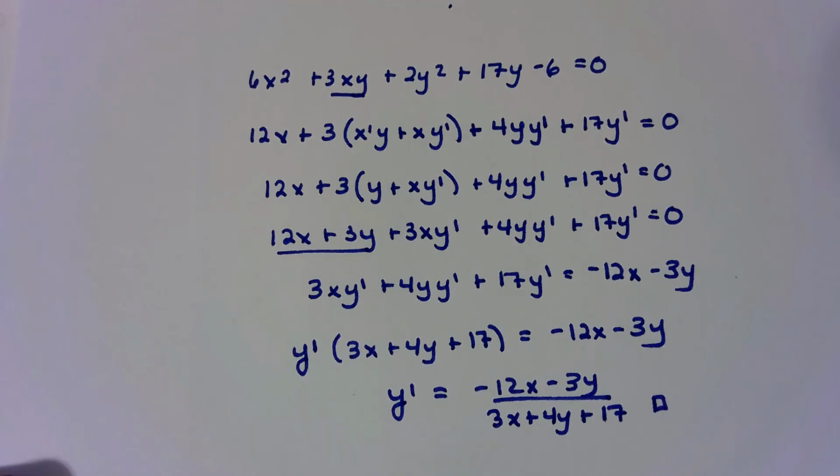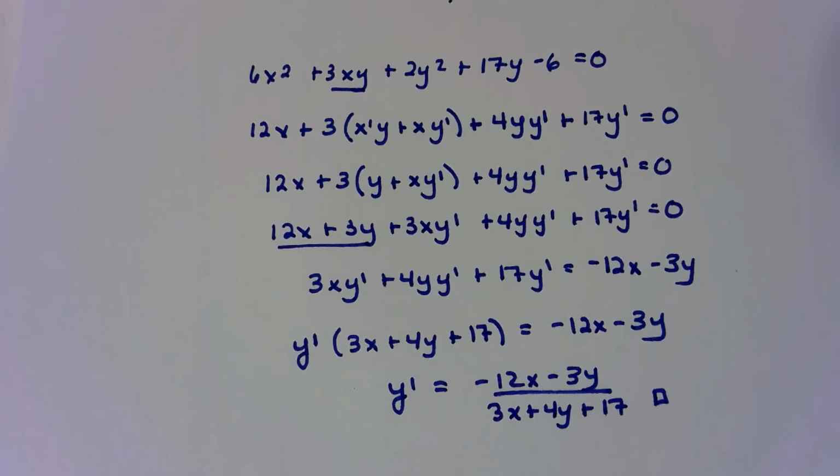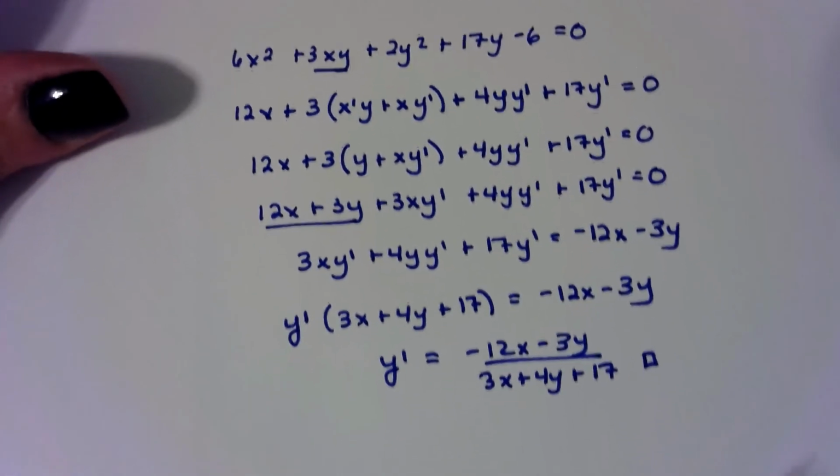Don't try to simplify it. I know on the top you could factor out a 3 and so on. Just leave it alone, because most often with implicit differentiation, you're going to have to do something with it.